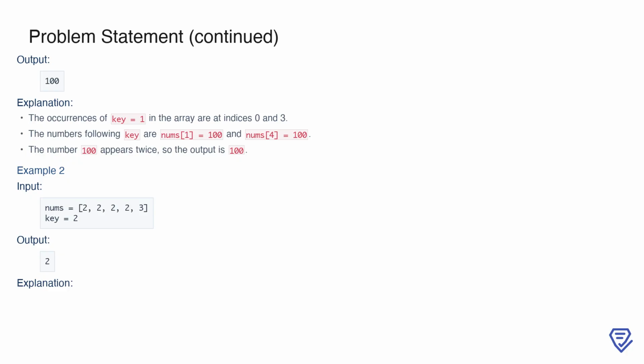Here, the input array is nums equals [1, 100, 200, 1, 100], and the key is 1. The key appears at indices 0 and 3 in the array. The numbers that follow these occurrences of the key are nums[1] equals 100 and nums[4] equals 100. Since the number 100 appears twice as a key following number, it is the most frequent. Therefore, the output is 100. In this case, there is no tie, so the answer is straightforward.